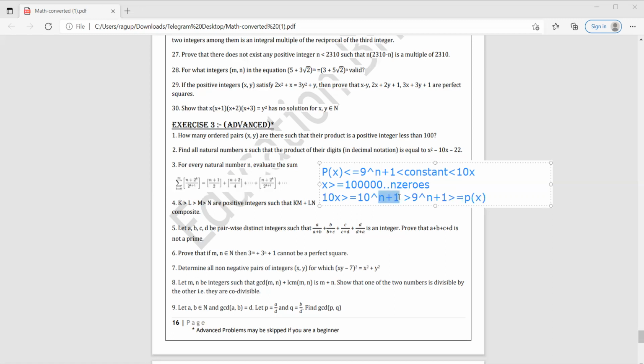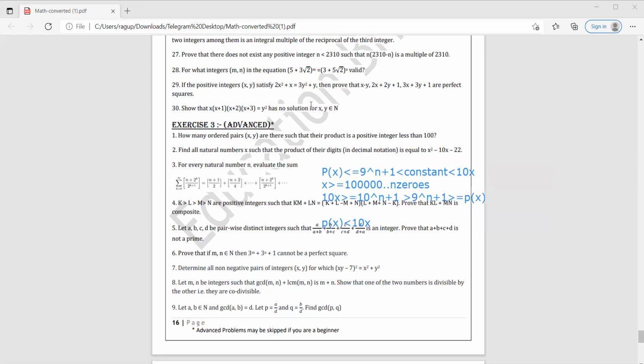And this is clearly, of course, true because 10 is greater than 9, so the power will also be greater. So thus we have proved our lemma, which is that the product of digits is less than 10 times the number. Now we can use this lemma.